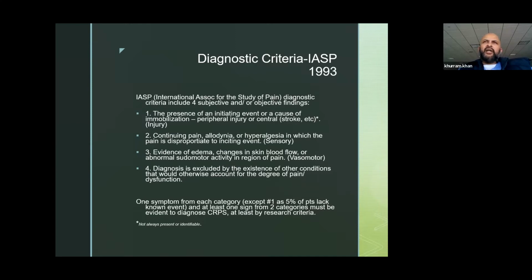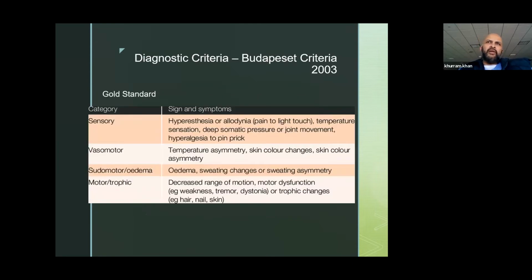So it was an initial attempt to put something into the box. It was a good starting point in 1993, and then I believe about 10 years later, again the International Association for the Study of Pain came up with this Budapest criteria, which is the standard of care for both research and clinical diagnosis of this CRPS.